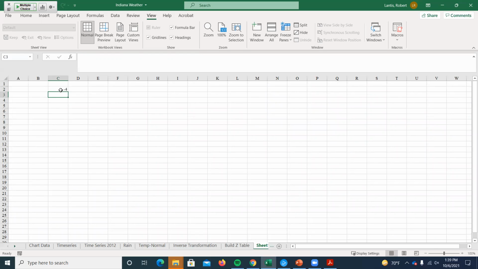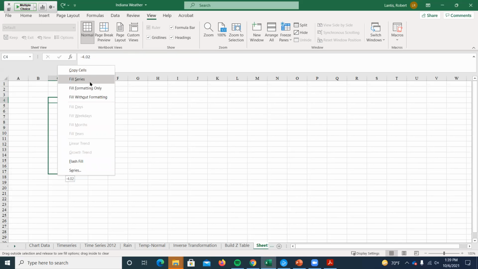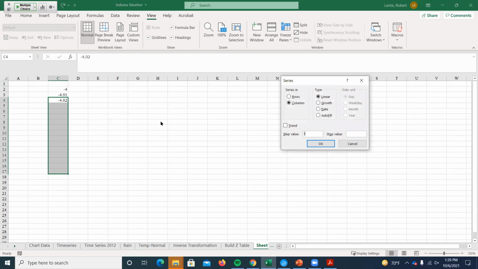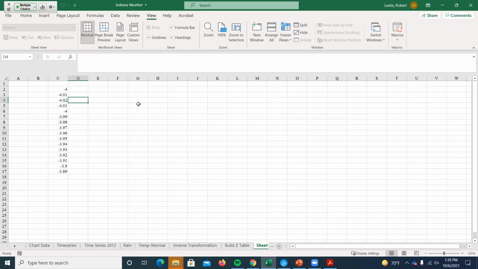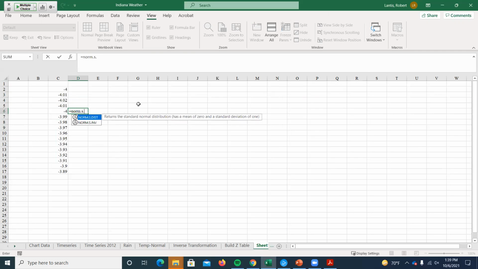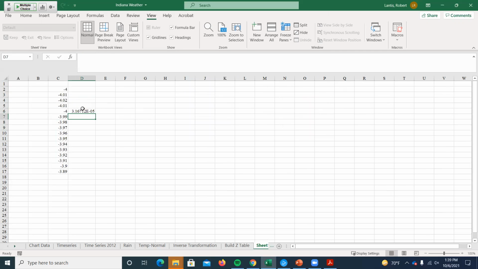So if I really wanted to, I could do something crazy. Let's say I go -4, -4.01, -4.02. And then I fill my series here. Hopefully it jumps out. That started jumping up by 1. I can do a fill, I can do a series, I can go up by 0.01. And then if I use that, start here, norm.s.dist, all I would do is tell it that z-score, and it's going to give me the area to the left of all these z-scores.